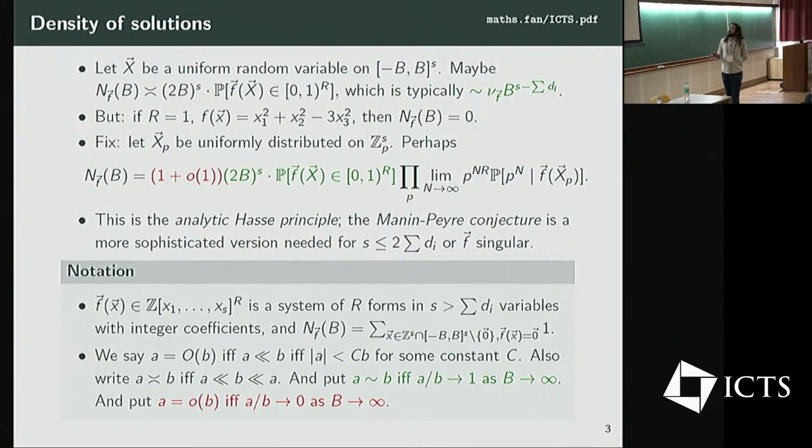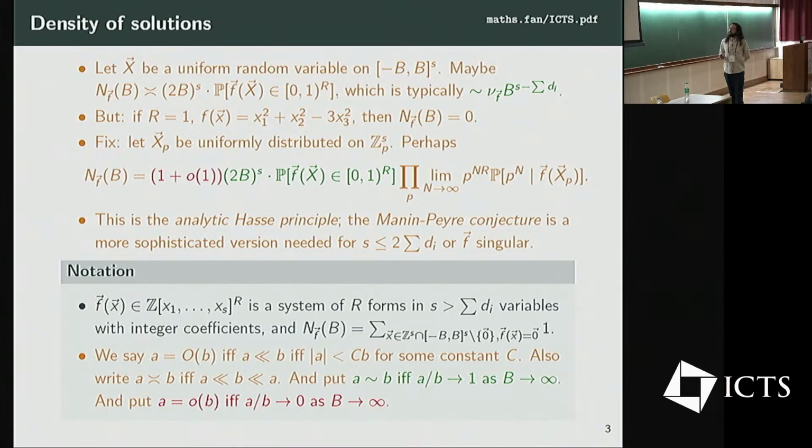so I'm generally not going to say that. Okay, so this thing that the circle method proves when it works is called the analytic Hasse principle, or at least that's what I'm calling it today. And it's a case of the Manin-Peyre conjecture, which I think of as a more sophisticated version of this prediction.